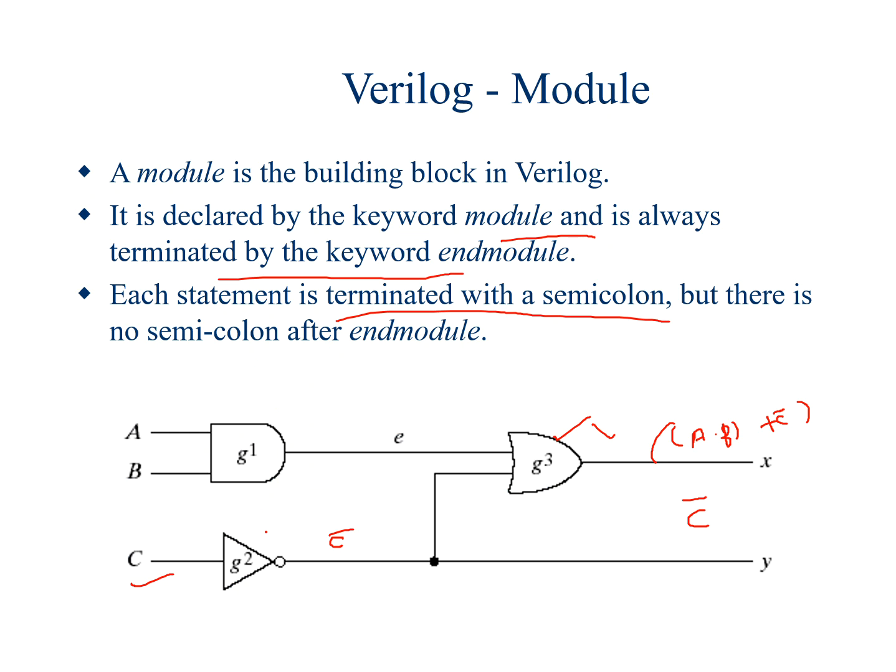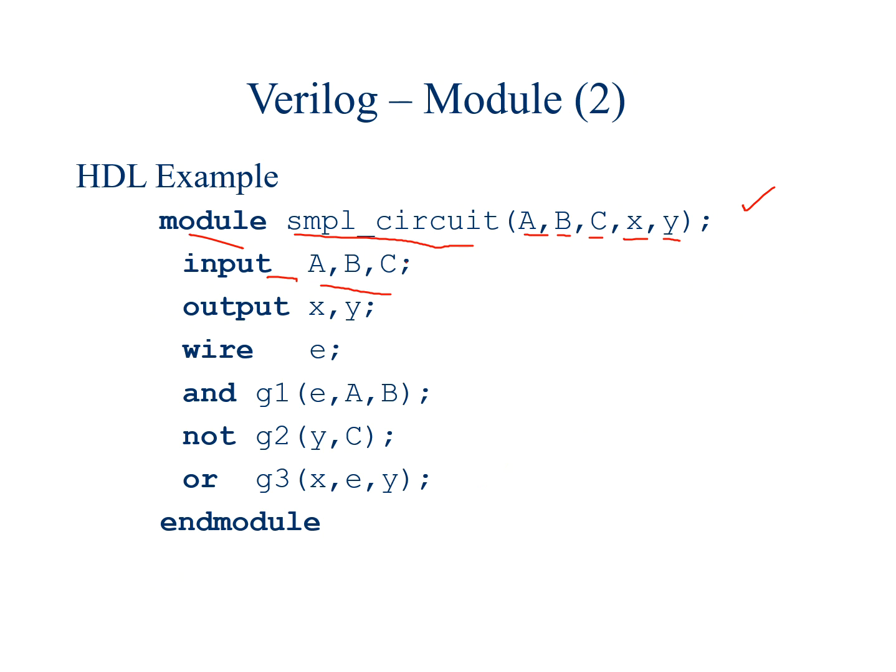The intermediate signal is a wire. The output of the AND gate is connected to the input of the OR gate, hence this is declared as a wire, wire E. Now A and B are the inputs to the AND gate, and E is your output. and is your keyword, and G1 is your structural instantiation. So this is and G1 (E, A, B). E is your output, A and B are your inputs.